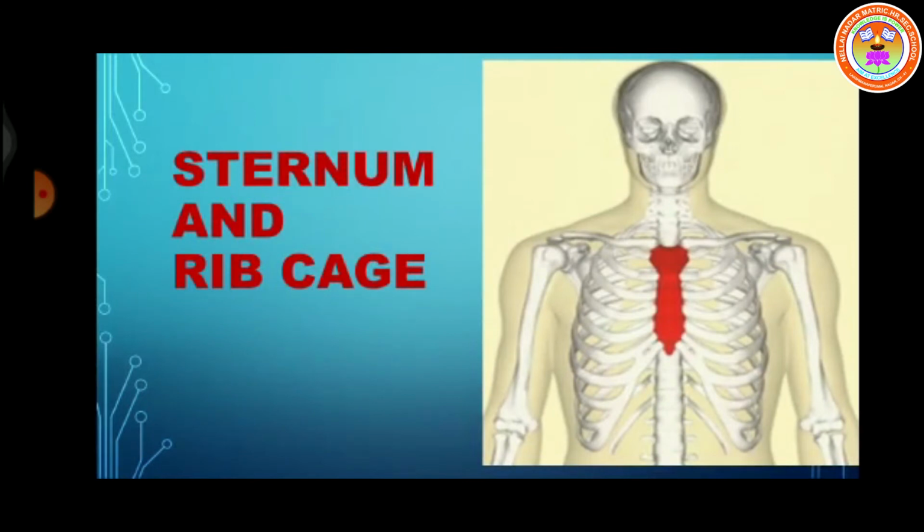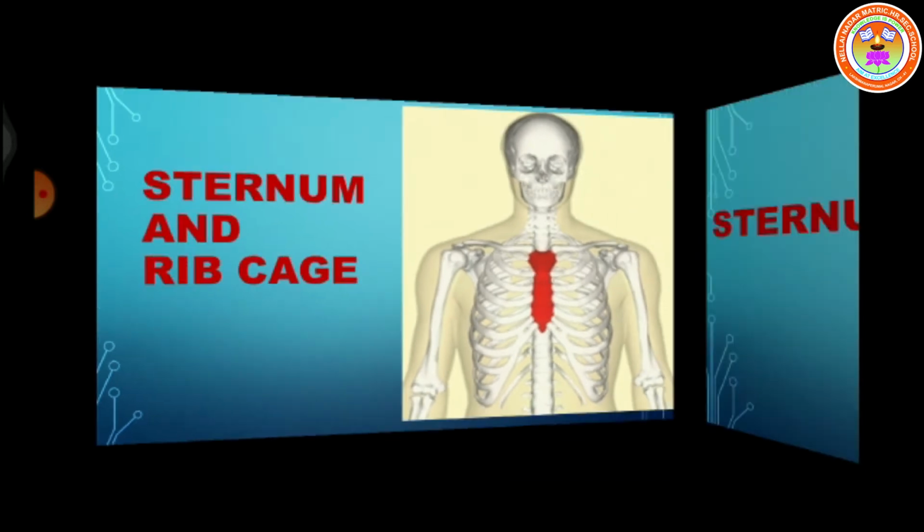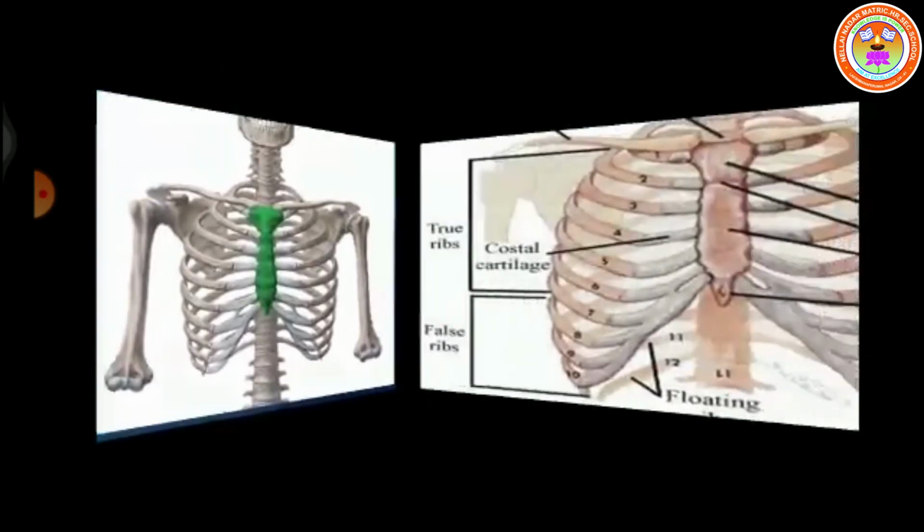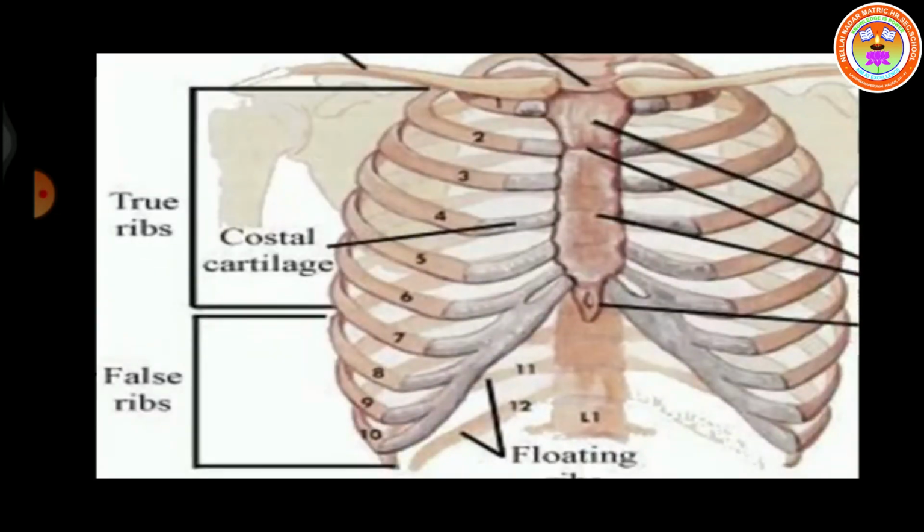Then the next part is the sternum and rib cage. The rib cage, you know, is found in the thoracic region. The rib cage occupies the chest region. It is a cone shaped structure made up of 12 pairs of ribs. Ribs are attached to the vertebrae at the back, and curve around to form a cage. 10 pairs of ribs are attached to the breastbone at the front, that is called the sternum.